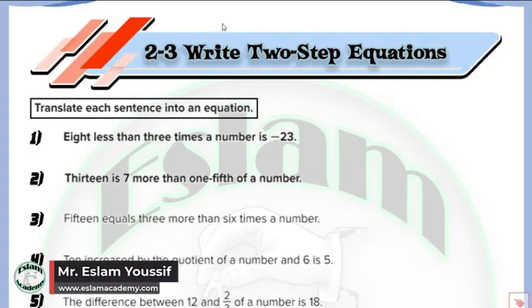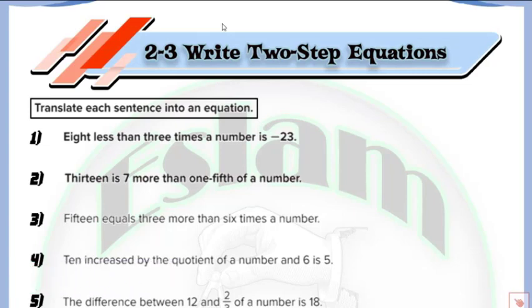Welcome back with a new math tutorial. In this video we are talking about writing two-step equations. How can we convert from the sentence to an equation?